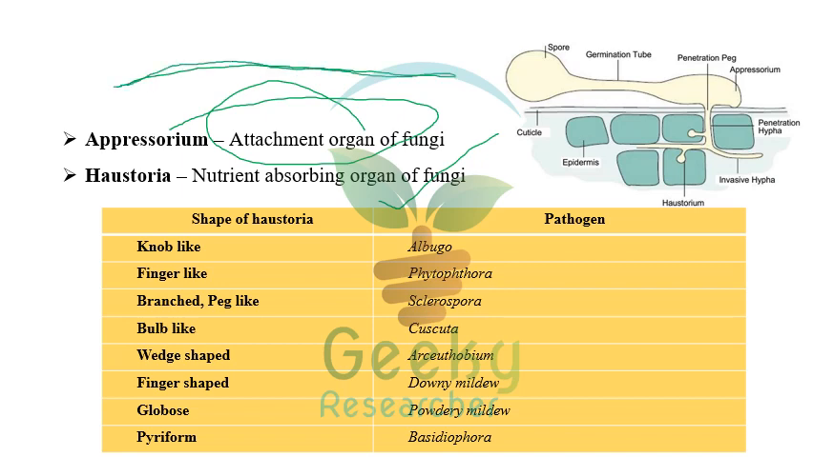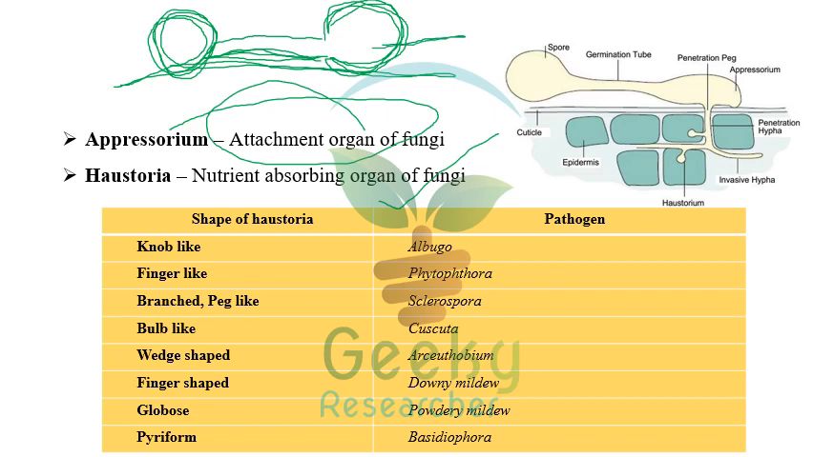Imagine a spore coming in contact with the leaf. A little amount of moisture is required for spore germination. If the spore gets the required amount of moisture under favorable conditions, it produces a germination tube. After the germination tube, it will produce some globose-like structure. This is called the appressorium. Appressorium means the attachment organ of fungi.